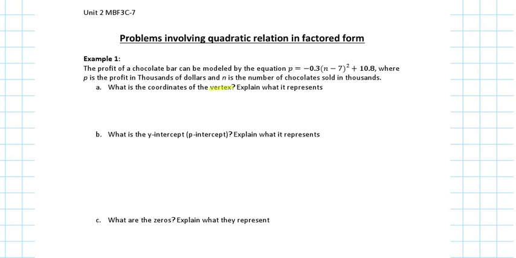Okay? What is your vertex here? What's your vertex? It's 7 and 10.8. Guys, please remember anything inside the bracket is going to change its sign. Is that just in vertex form or in the factored form? Remember, anything in bracket, just put it in your head. If it's in bracket, it's going to change its sign.